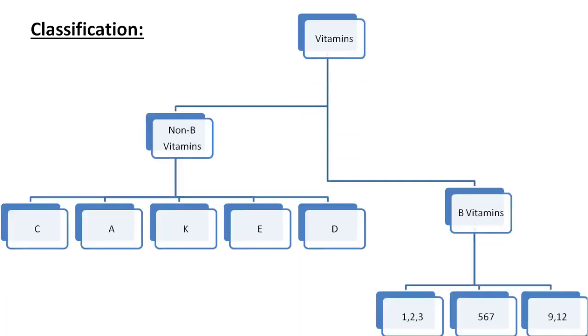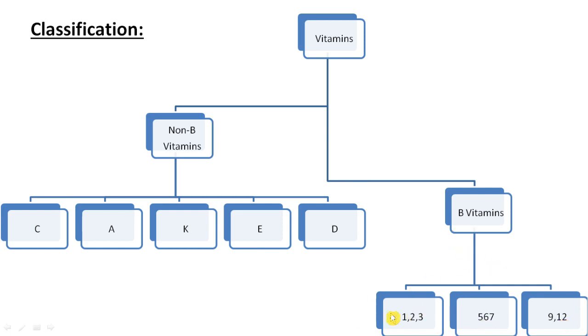First starting is the classification, how you classify the vitamins. Mainly we can classify vitamins as non-B vitamins and the B vitamins. Now the non-B vitamins include K, A, C, K, E, D, so "caked", and B vitamins include 1, 2, 3, 5, 6, 7, 9 and 12. So these are B vitamins.